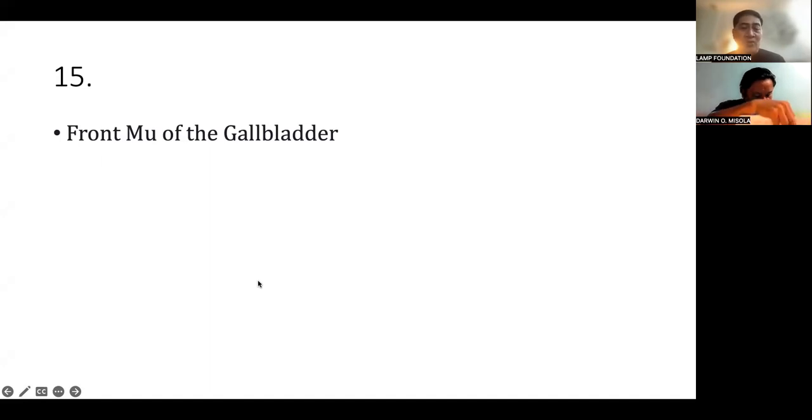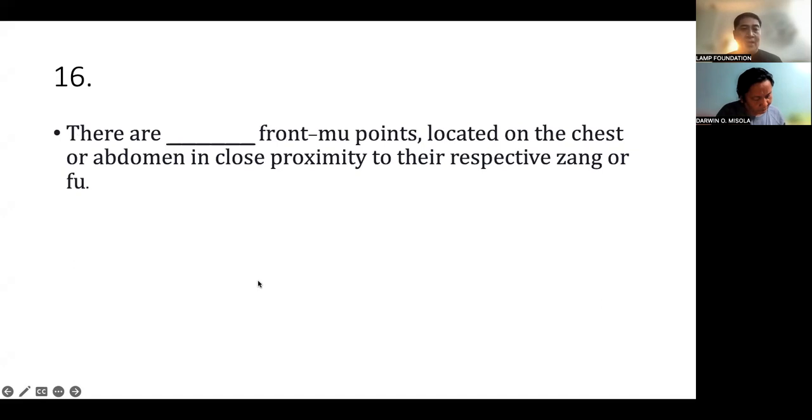So make sure that when you attend the practicum, you already know the locations. Okay? That's the reason why we have practicum. Thank you very much. Now let's go to Baguio.